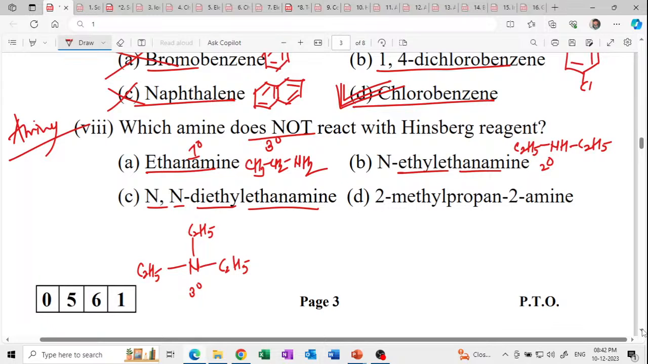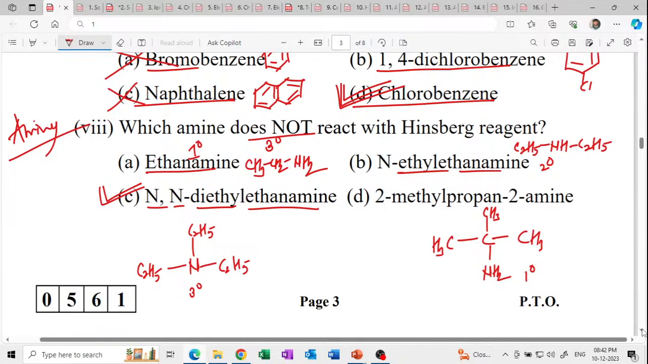2-methylpropan-2-amine: this is 1, this is 2, this is 3. At number 2 position there is an amine, this is NH2, and at number 2 position there is a methyl group, so this is CH3. Nitrogen is attached with 2 hydrogens, so it is a primary amine.